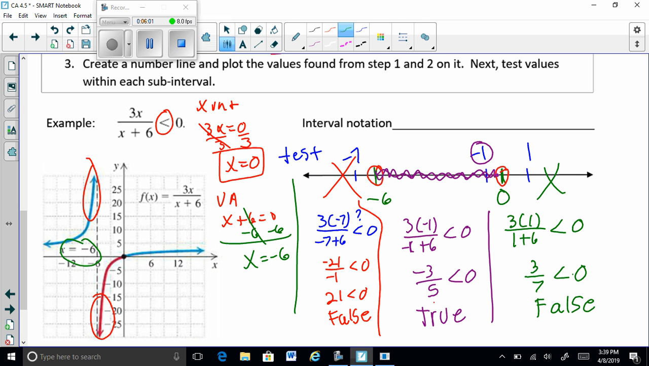So the only interval that worked was that middle interval from -6 to 0. And there we are. That's my solution. All right, I think I got a couple more of these on our next slide, and that'll be it.